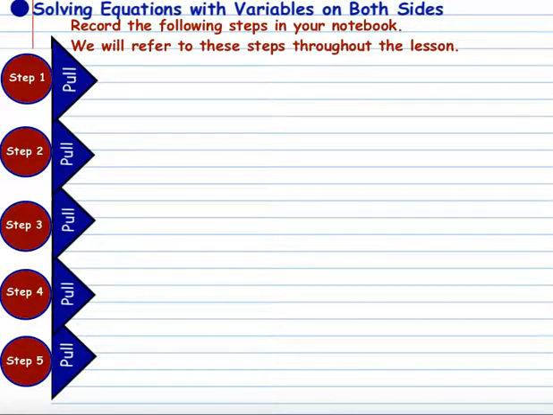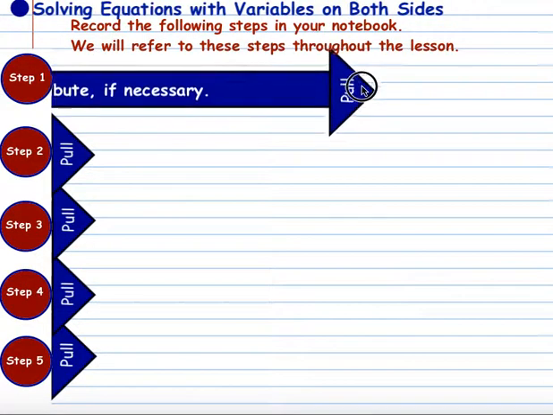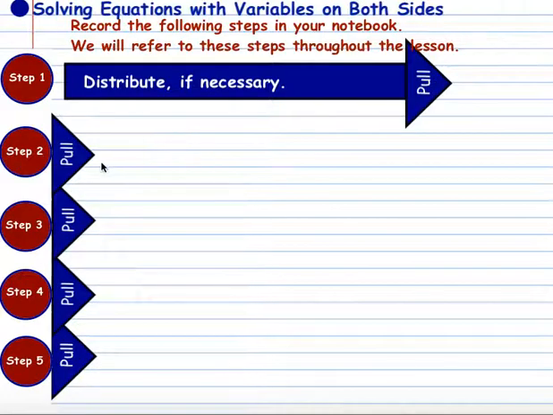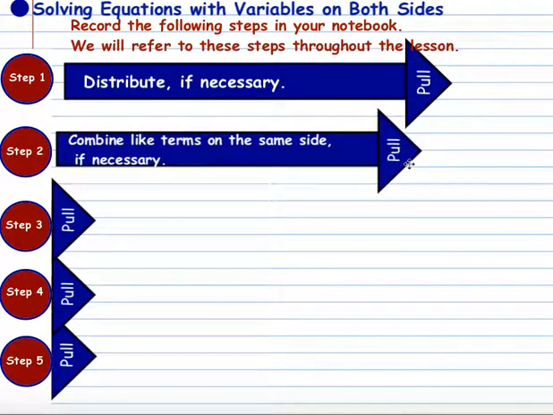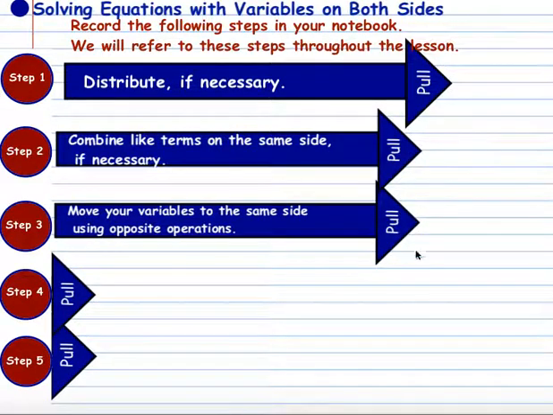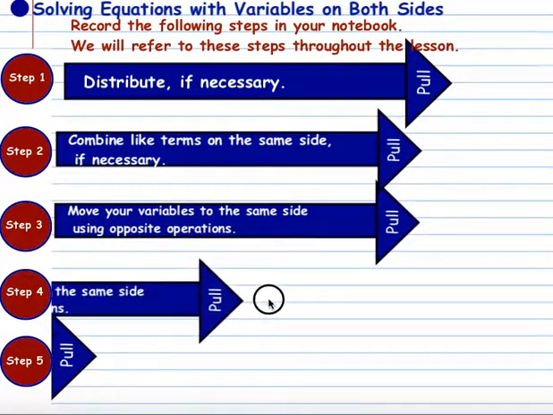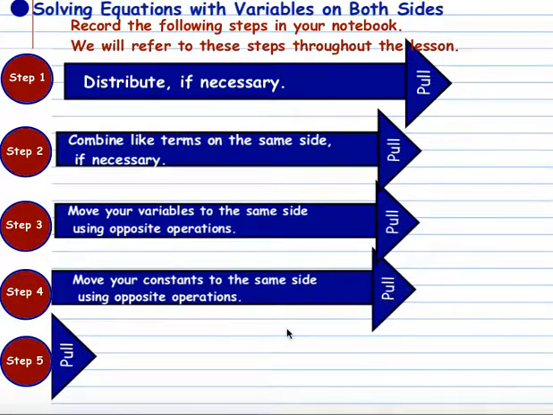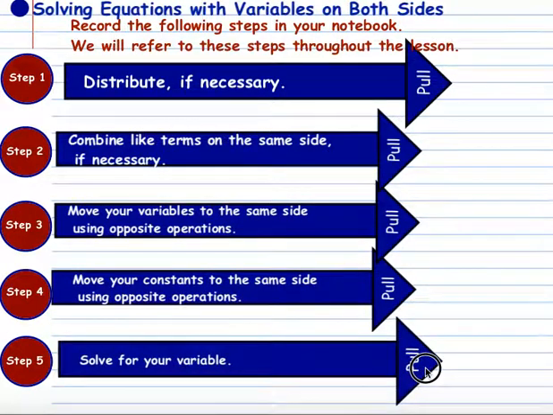First, we have some steps to solve these equations. Now, this is going to be good for any equation that you need to solve. Okay, so these steps are extremely important. Step 1, if there is distribution that needs to happen, do it. Next, we need to combine like terms on the same side if we have them. Next, we will move our variables to one side, move the constants to the other. Of course, we use opposite operations to do that. And then lastly, we need to solve for our variable, oftentimes with multiplication or division, something like that.